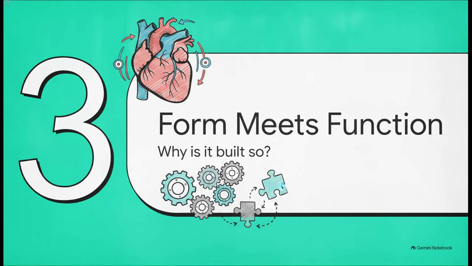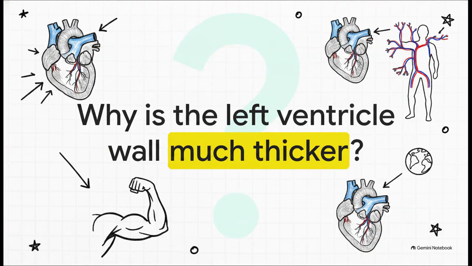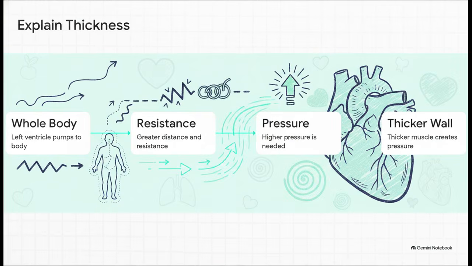All right, section 3, form meets function. Why exactly is it built this way? If you look closely at the physical structure of the heart, you'll notice a massive difference between the chambers, and this brings us to a wildly common exam question. Why is the wall of the left ventricle so much thicker than the wall of the right ventricle? Now, don't just say because it holds oxygenated blood. That's a half answer, and it's definitely going to lose you marks. So here is how you build a brilliant exam-winning explanation. It's all about cause and effect.